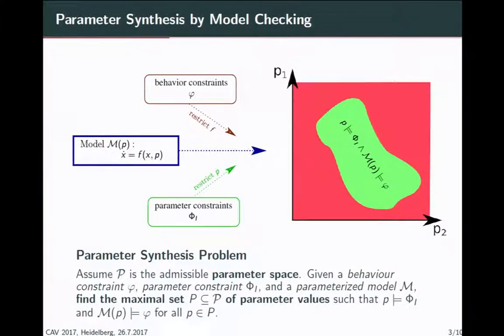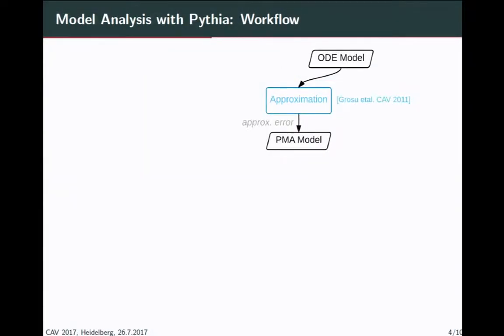These requests can be modeled in terms of expressive temporal logic by using, for example, hybrid operators and other kinds of temporal logic. So the problem setting is that we have the parameterized model of a dynamical system that is given by ODEs. We have a set of behavior constraints, and we have a set of a priori given parameter constraints. We put everything together, and we compute the maximal set of parameter values that satisfy these constraints. So that's the parameter synthesis procedure.